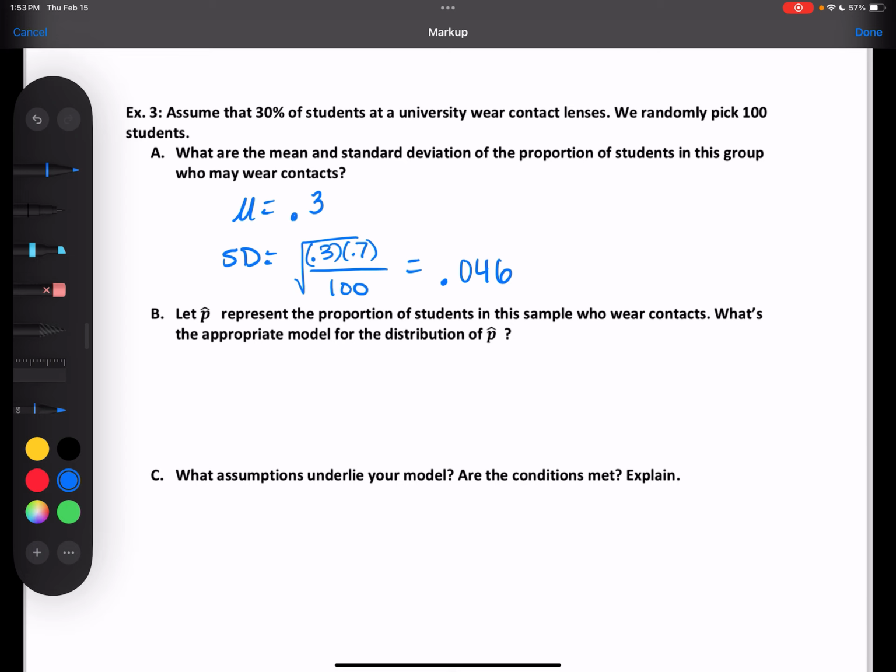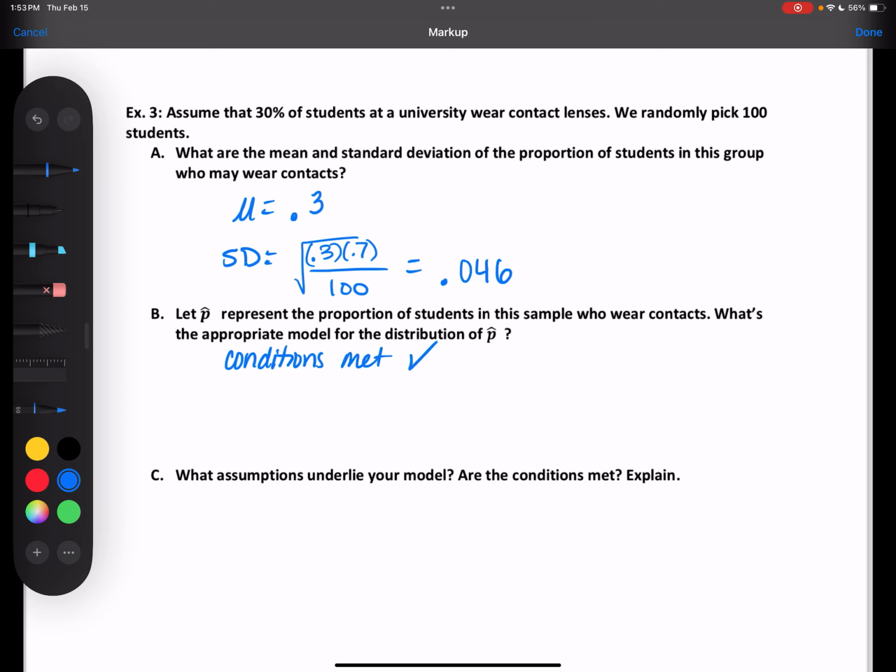What's the F? By F, success/failure. So n times p has to be greater than 10. Are they independent? Well, one student wearing contacts isn't going to affect another student wearing contacts, right? Unless you punch them in the eye or something. Maybe they're related somehow. n times p is definitely greater than 10, so the conditions are met.